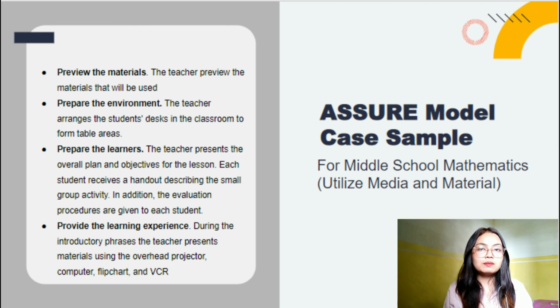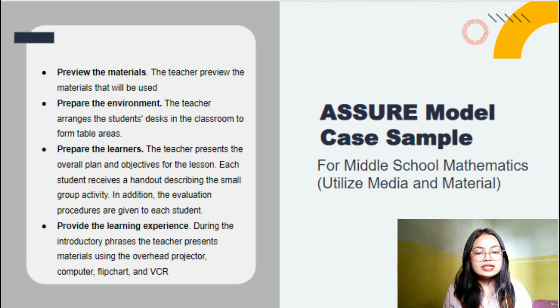Next, utilize media and materials. First, review the materials. The teacher previews the materials that will be used. Second, prepare the environment. The teacher arranges the students' desks in the classroom to form table areas. Third, prepare the learners. The teacher presents the overall plan and objectives for the lesson. Each student receives a handout describing the small group activity. In addition, the evaluation procedures are given to each student.